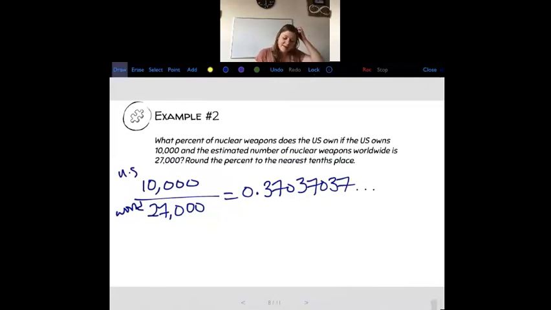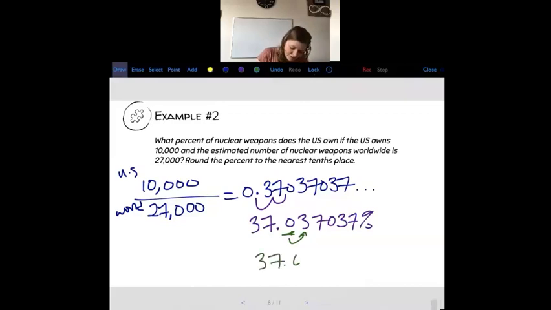Now, when we're writing this number as a percent rounded to the tenths place, you round once you convert the decimal to a percentage. So for instance, we don't round here and say 0.4. We make this a percent, so this would be 37.0370%, and now we're going to round to the tenths place. We look next door. The number to the right is 0 to 4, and so this stays the same as 37.0, or just 37%. Okay.